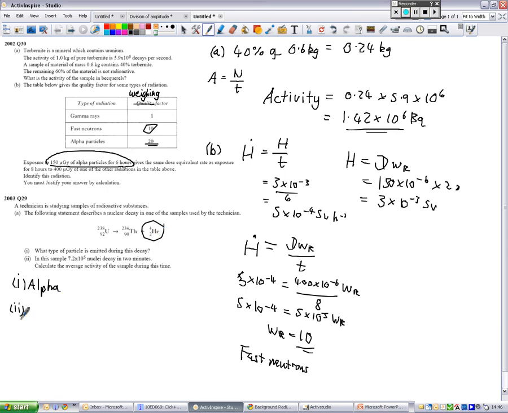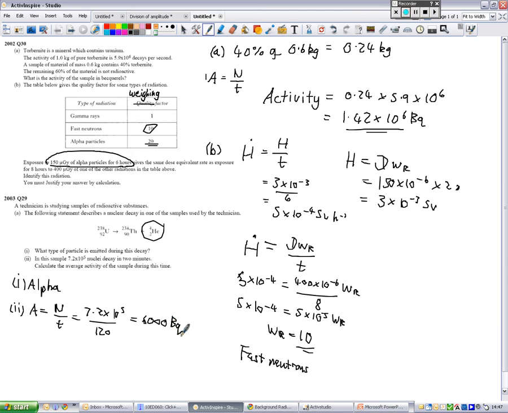Part 2, more practice on this equation up here. So in this sample, 7.2 times 10 to the power 5 nuclei decay in 2 minutes. Calculate the average activity of the sample during this time. So activity is n over t, where n is your number of nuclei, is 7.2 times 10 to the power 5 divided by 120 is 6,000 becquerels.